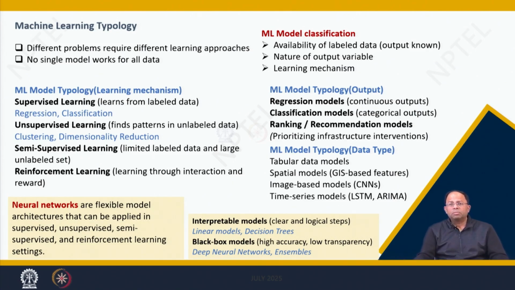And then there are time series models, where obviously a sequence is involved, as per the time. So this is where LSTM, ARIMA, this kind of models come in. In addition to this, again and again we will come across the term neural networks. That means this itself is not a typology, but it's a flexible model architecture which can be applied in supervised, unsupervised, semi-supervised, or even reinforcement learning models. So it's an approach we can use to solve different kinds of machine learning problems.